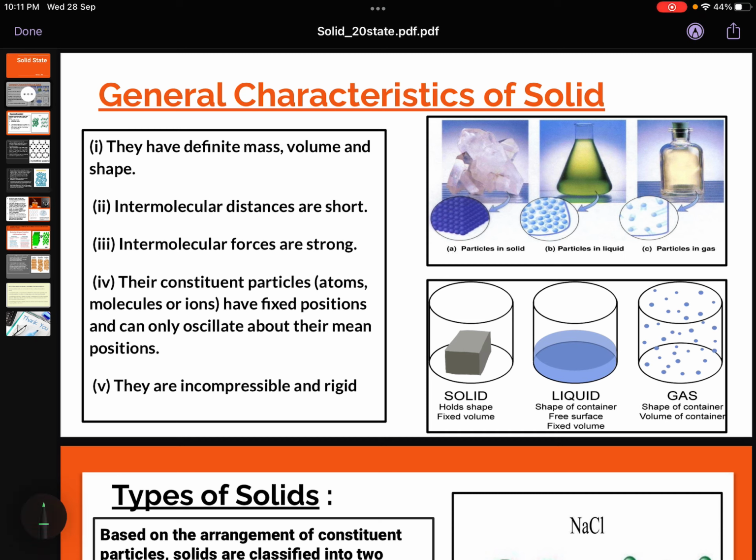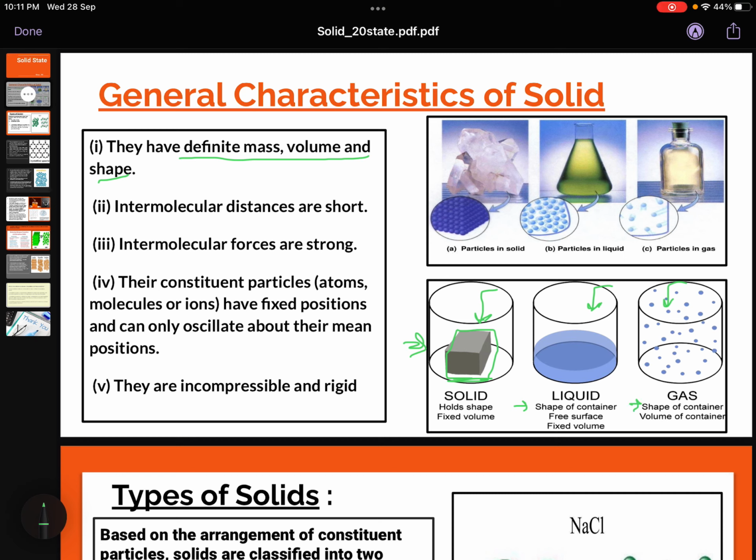Now, first of all, solids have definite mass, volume and shape. Look at this diagram. If we put a solid in this container, if we put a liquid in this container, and if we put a gas in this container, okay, so you can see the difference. The shape of the solid will be the same as it is outside this container, but the liquid will take the shape of the container, okay, and same is the case with the gas.